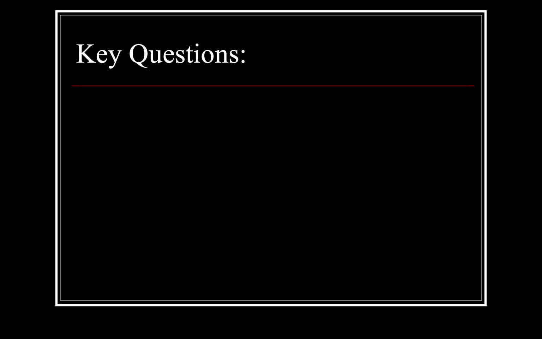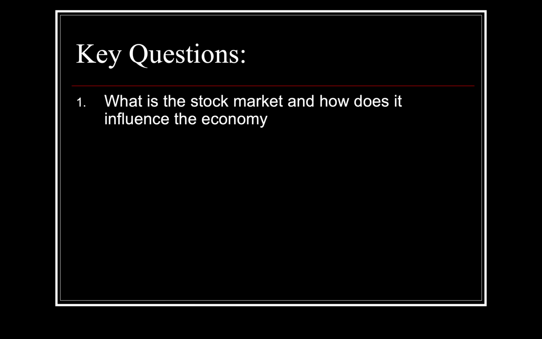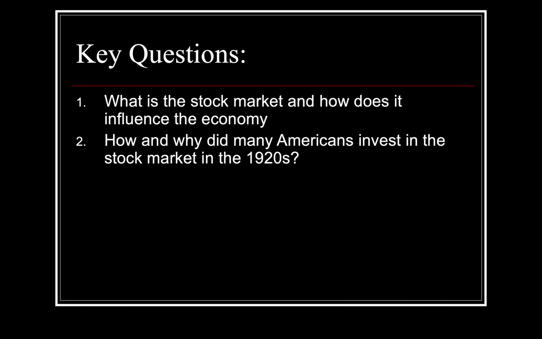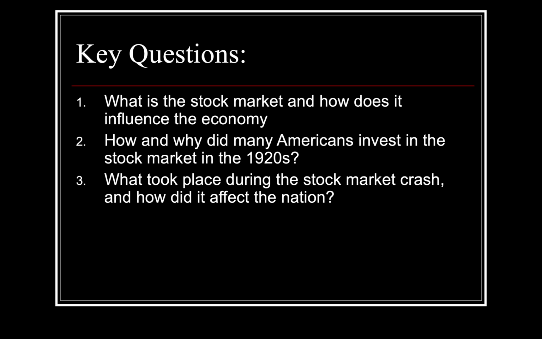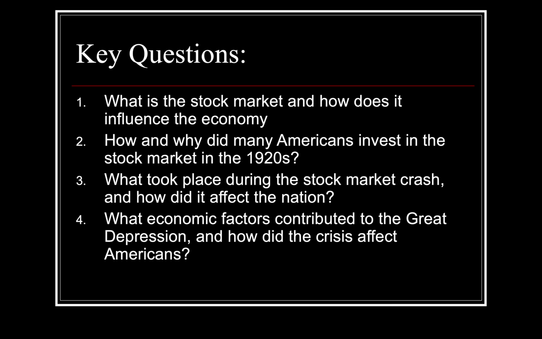To understand the Great Depression, you need to be able to answer four basic questions about how the stock market and the American economy operate. The first question is, what is the stock market and how does it influence the economy? Second, you need to be able to understand how and why Americans invested in the stock market during the 1920s. Third, you need to look at what caused the stock market to crash and the impact that that had on the nation. And finally, what were the other economic factors and decisions that contributed to the Great Depression after the stock market crashed in 1929?